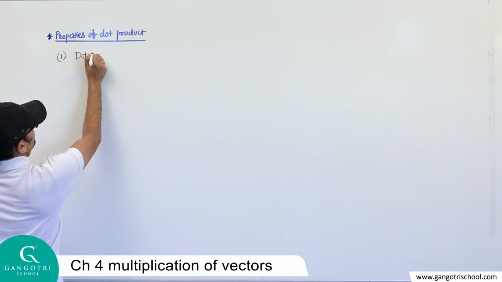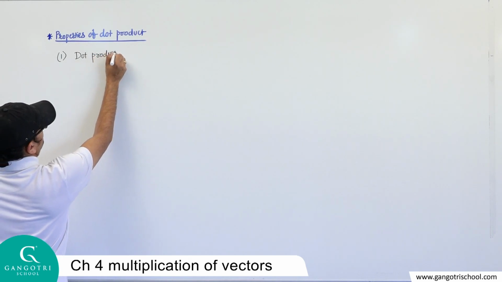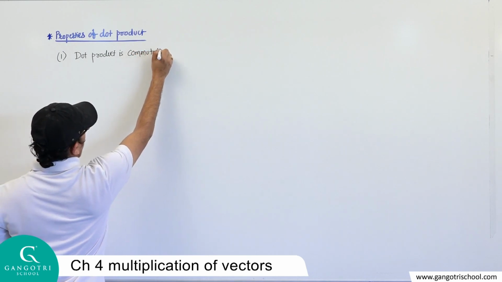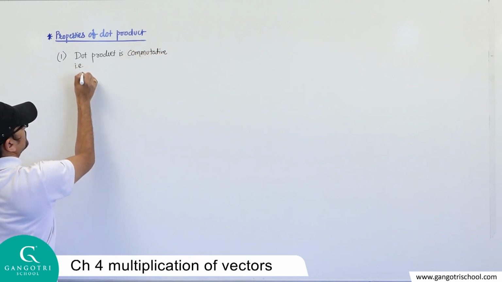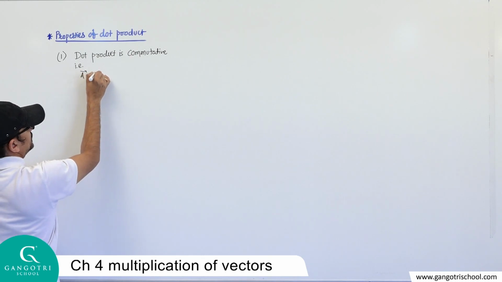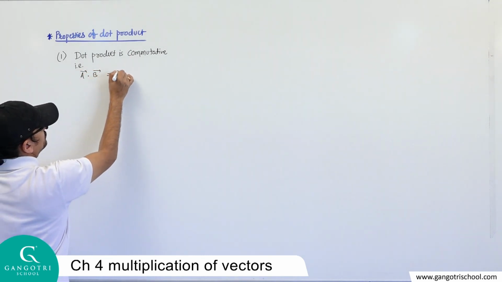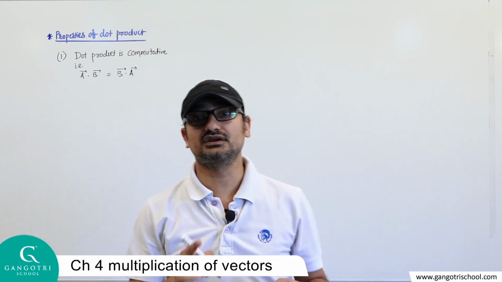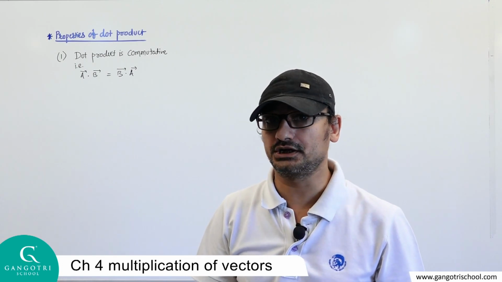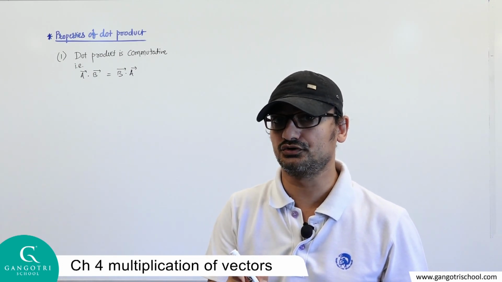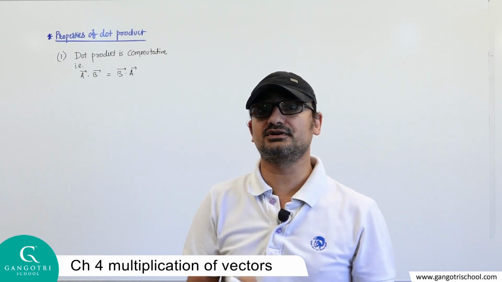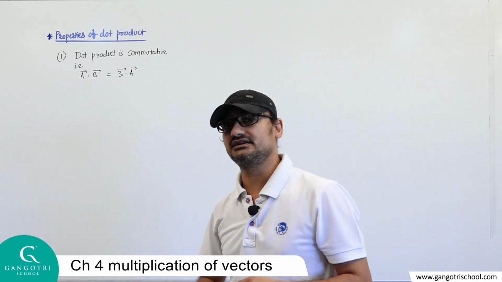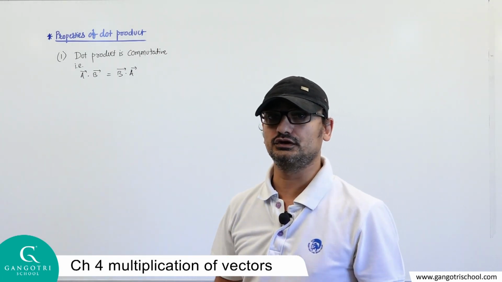The dot product is commutative. It means A dot B also equals B dot A. Just like, if you remember addition and subtraction, vector addition is commutative but vector subtraction is not commutative. A plus B is equal to B plus A, but A minus B is not equal to B minus A. In the same way, the dot product is commutative. A dot B also equals B dot A.